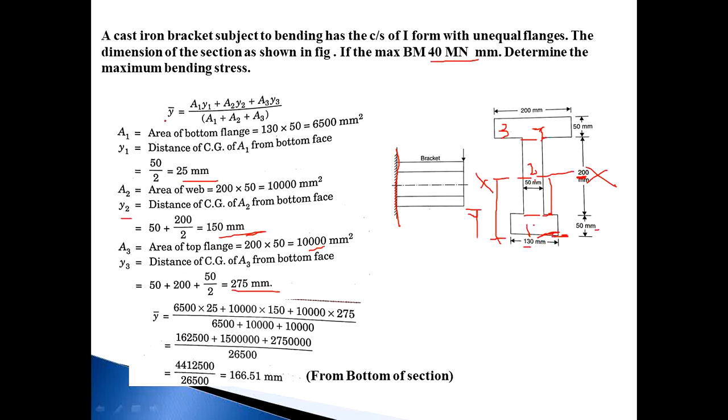Then we know the equation for y bar: A1 y1 plus A2 y2 plus A3 y3 divided by A1 plus A2 plus A3. So put all the A1 y1, A2 y2, A3 y3 and A1, A2, A3 values in this equation and solve it. We got y bar equal to 166.51 mm, and that distance is measured from the bottom of the section, meaning that 166.51 distance is from the bottom of the section. This is the y bar.